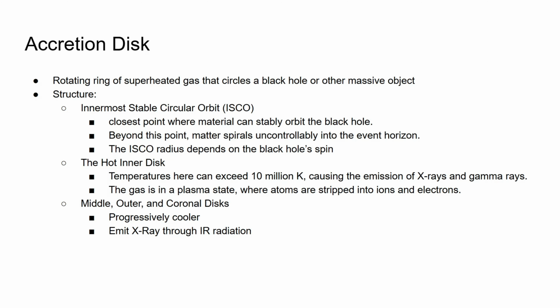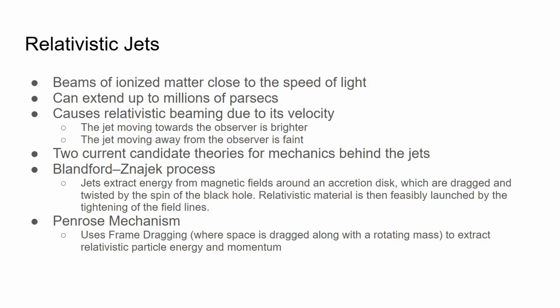And then there are different areas of the accretion disk. Obviously, the innermost areas are the hottest. And then as you progress outwards, it emits longer and longer wavelengths, eventually getting to IR, where you can no longer see it with the visible eye, and we can only use our telescopic instruments.